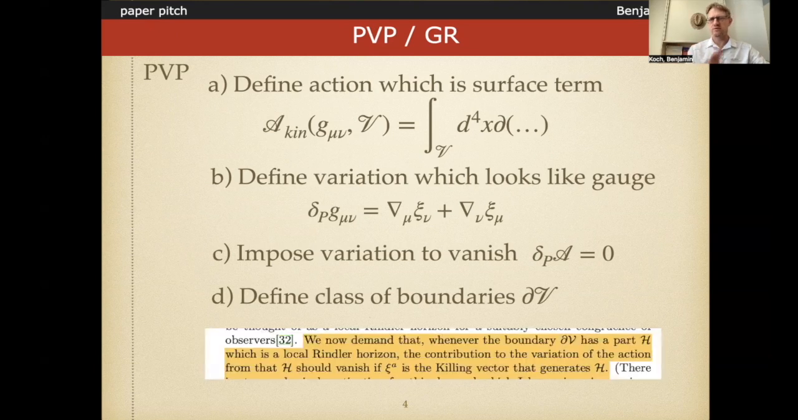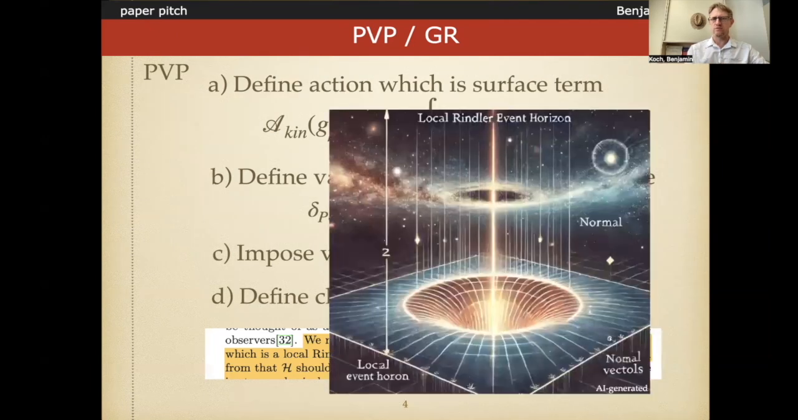This definition is quite subtle, and I copied just the part of the paper where this is mentioned. So one has to choose a Rindler horizon and Killing vectors and so on. And here is what artificial intelligence would interpret these surfaces as.